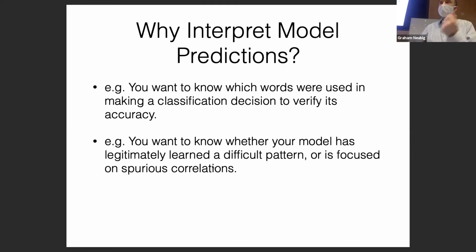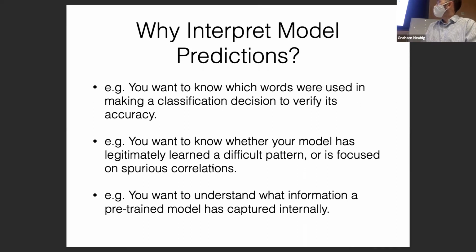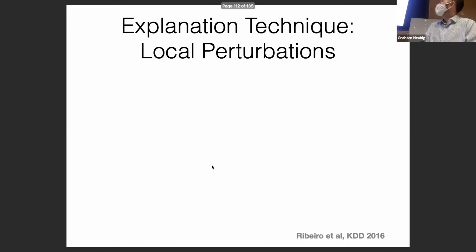So you want to see whether the model actually was able to pay attention to that context or not, or you want to understand what information a pre-trained model like BERT has captured internally. So there's a lot of different ways that you can do this. And I'm just going to go through several ones that are the most popular nowadays.